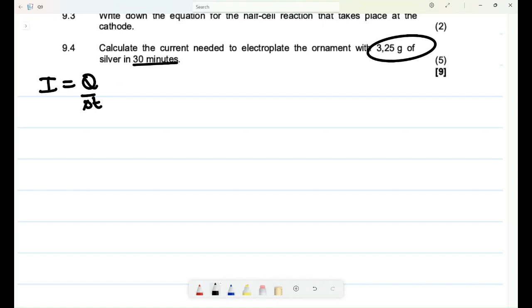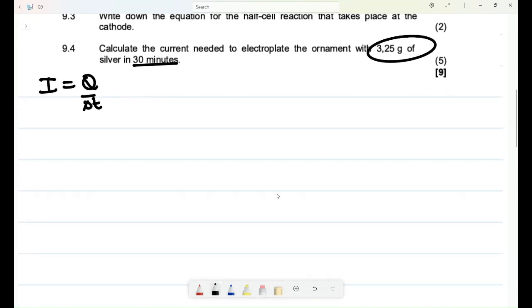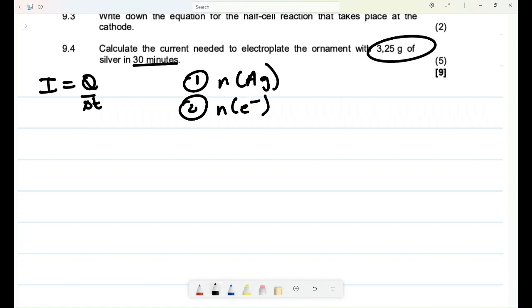And now what I'm dealing with is silver here, right? So I can get the number of moles of silver. Here are the steps. The first step: get the number of moles of silver. Then the second step: compare the number of moles of silver with the number of moles of electrons, because at the end of the day the current, we get it from the electrons.